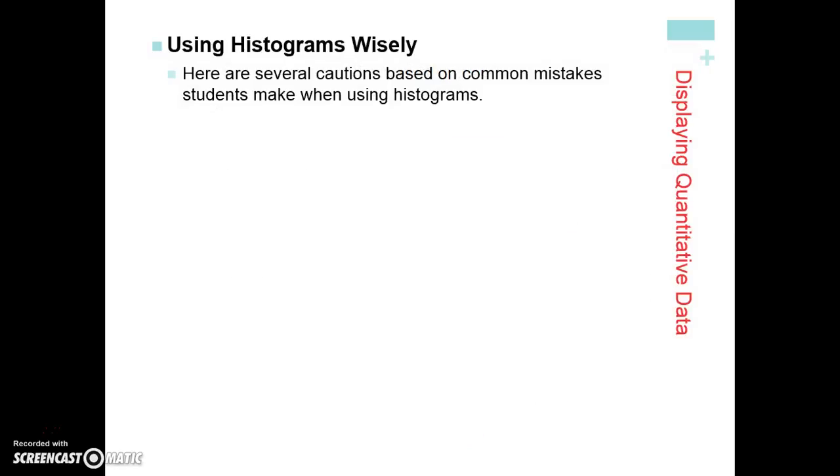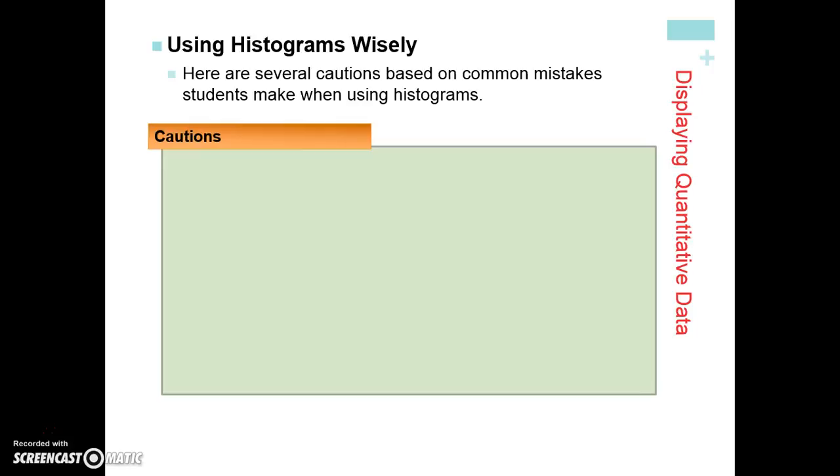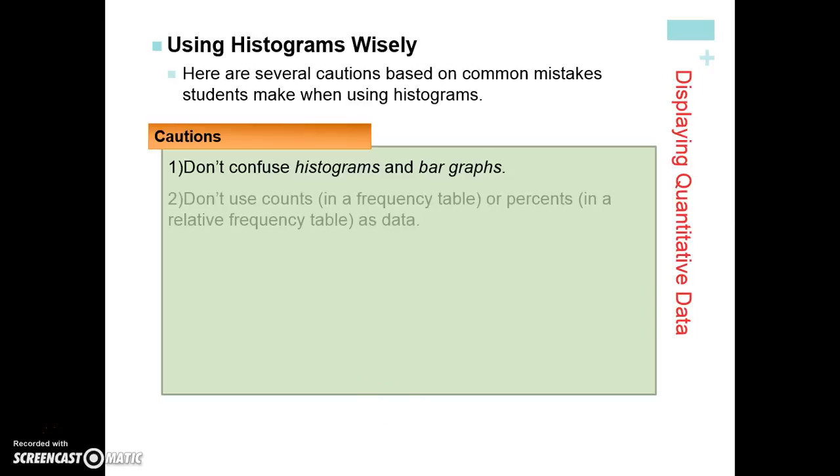All right, so we need to make sure we're using these histograms very wisely, and that we don't make the common mistakes. So what are our common mistakes? Well, first thing, make sure you don't confuse a histogram with a bar graph. A histogram is quantitative data. A bar graph is categorical data, okay? Don't use those counts on that x-axis or percents on the x-axis. That x-axis is always going to be the variable that we're looking at, okay?